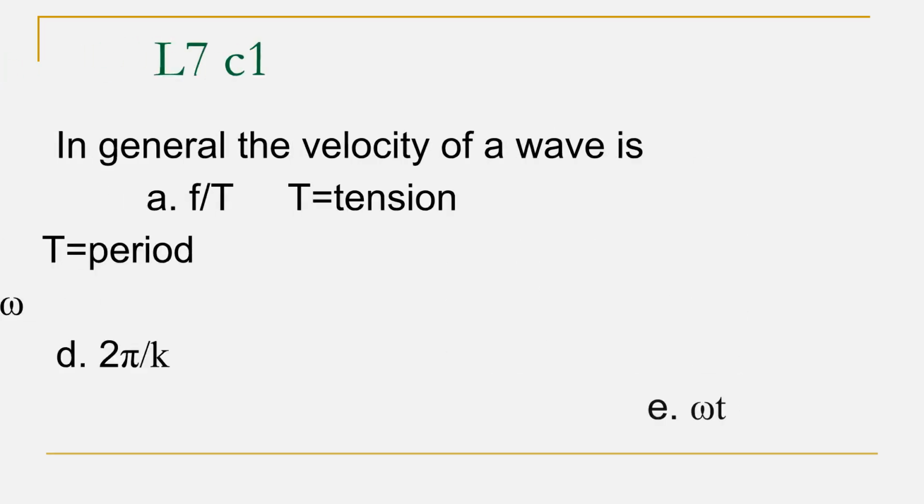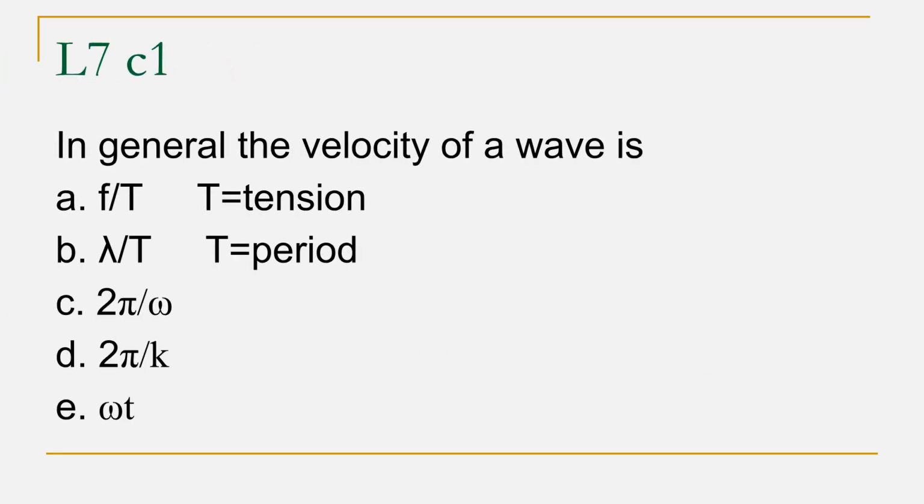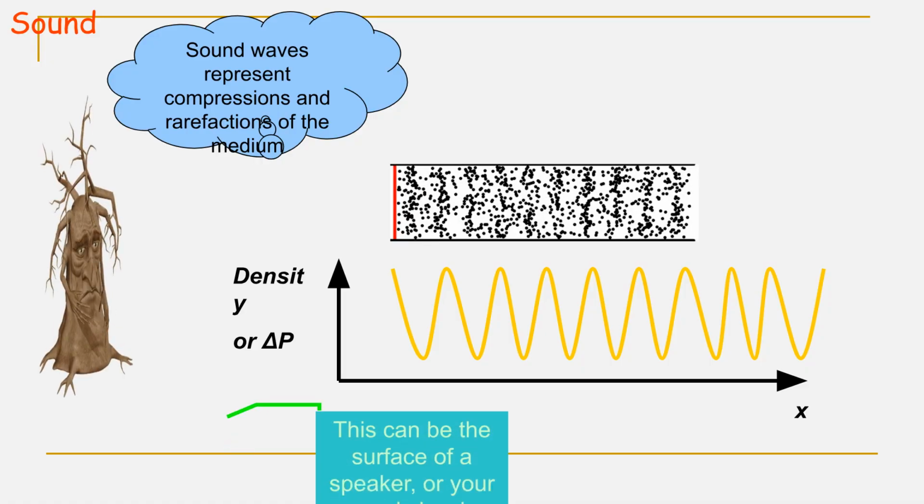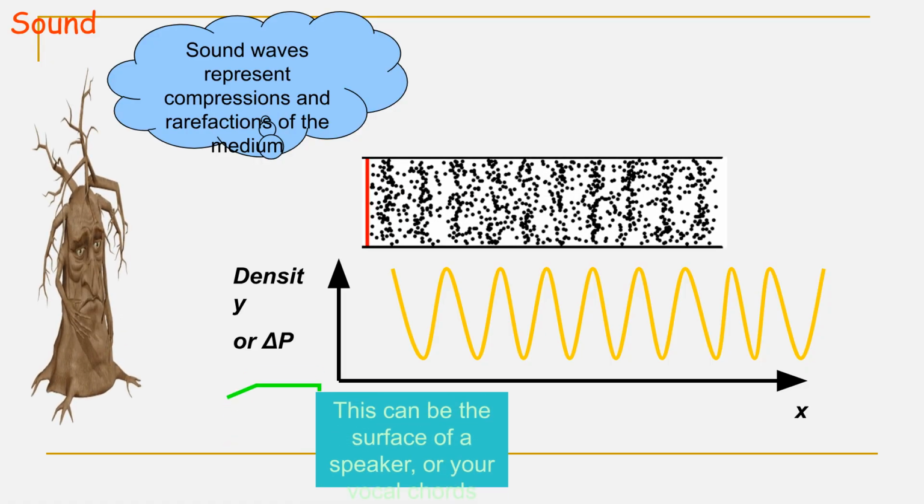Here is a question to consider. In general, the velocity of a wave is described by which of these options? Sound waves represent compressions and rarefactions of the medium, often generated by the surface of a speaker or your vocal cords. This image illustrates the relationship between density or pressure change and the waveform.